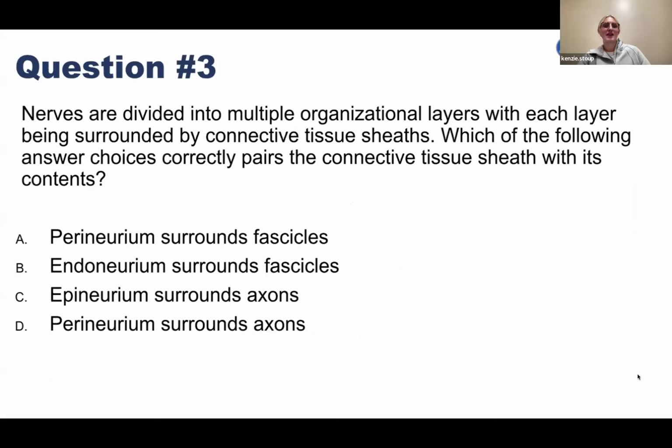All right, so this is our next question. It says that nerves are divided into multiple organizational layers, with each layer being surrounded by connective tissue sheaths. So which of the following answer choices correctly pairs a connective tissue sheath with its contents?